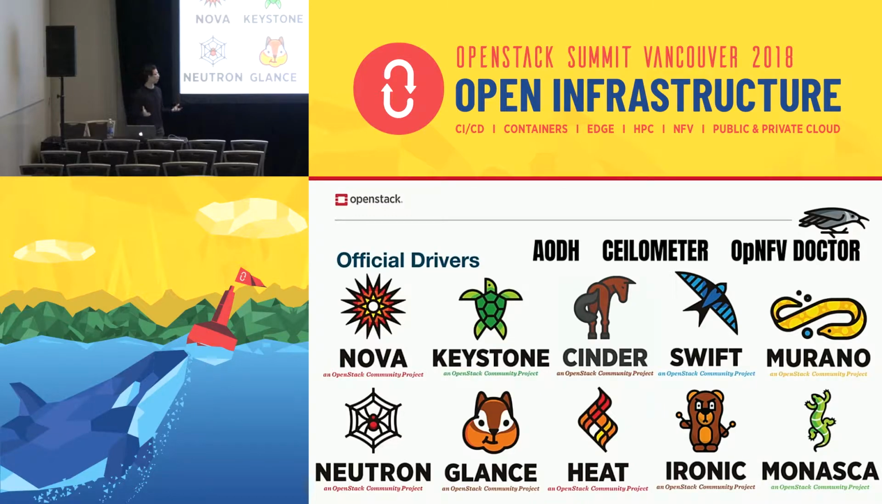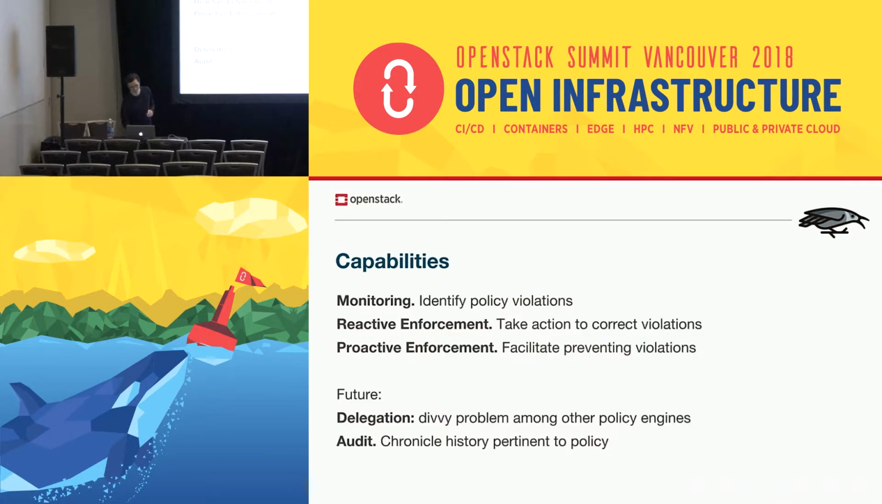So there are many official drivers already a part of Congress, and many more on the way. It is also pretty straightforward to add additional services through custom drivers. Now, currently, Congress provides three main capabilities in cloud management and governance. First, Congress can identify and report policy violations. Second, Congress can react according to action rules in order to correct policy violations. And third, Congress also provides a facility to help controllers anticipate and prevent violations from occurring in the first place.